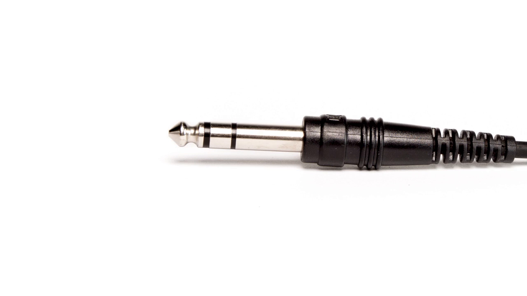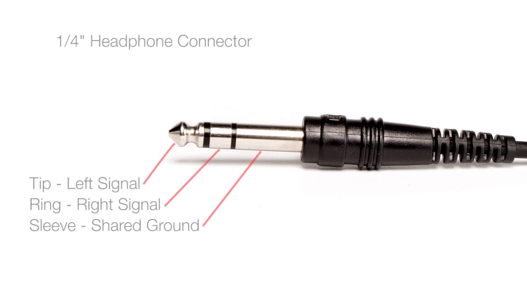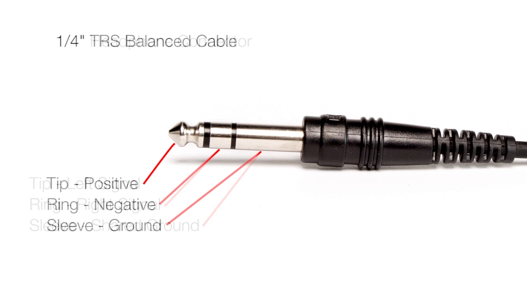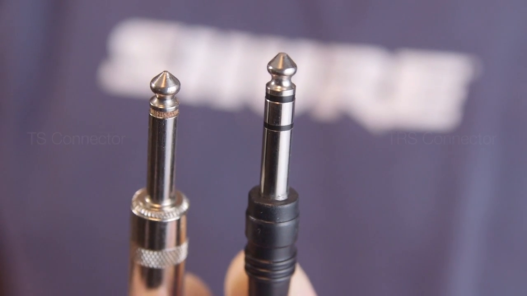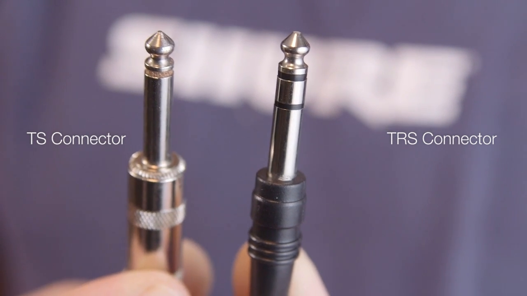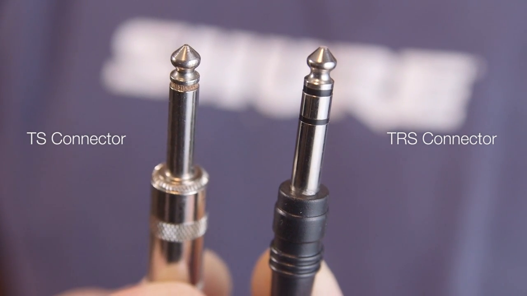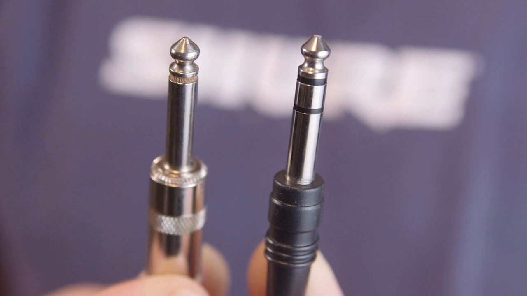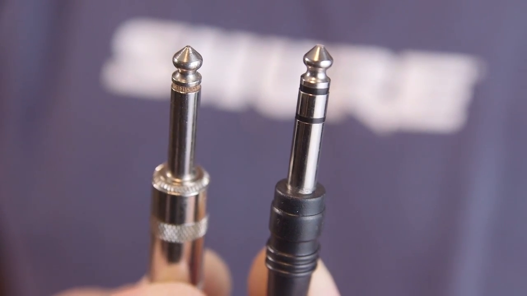For more professional headphones, this connector is used, and it carries the signal as left, right, and ground. On balanced outputs and inputs, this would be positive, negative, and ground. There are also mono or TS versions of this cable, which you may know as a guitar cable. These are the same size but only have a tip and a sleeve. Some pro audio speakers use the same 1/4-inch TS connector, but speaker cables are not the same as instrument or line level cables and shouldn't be interchanged.